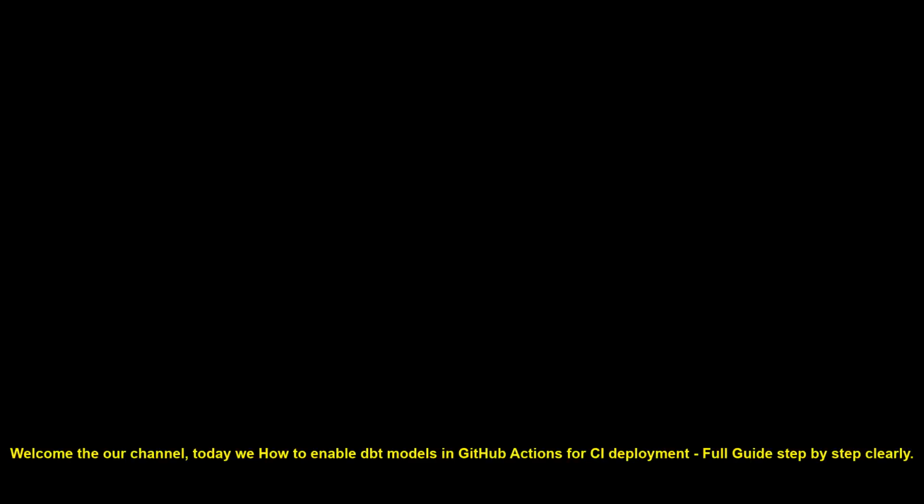Welcome to our channel. Today we show how to enable DBT models in GitHub Actions for CI deployment, a full guide step by step clearly. To enable DBT models in GitHub Actions for CI deployment, begin by ensuring that you have a repository set up on GitHub.